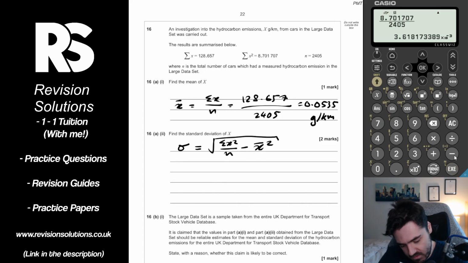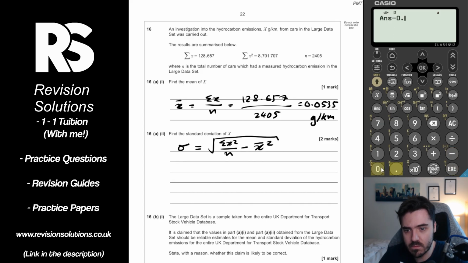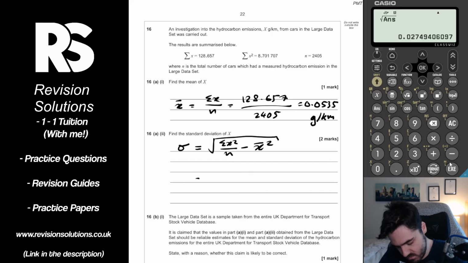And then we can take away our 0.0535 squared. And then we need to square root that. So square rooting our answer, we get 0.0275 to three significant figures. That's also in grams per kilometer.